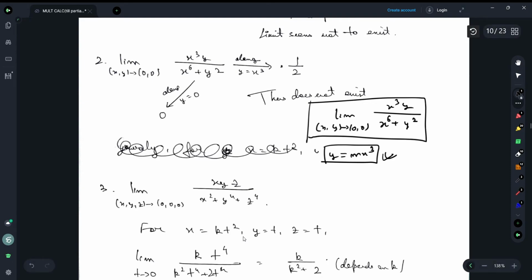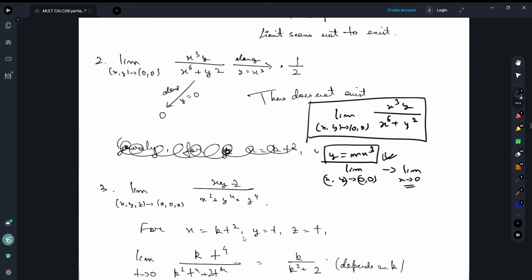Now, how can we choose the path? See, the path must be such that the origin falls in this particular path. Otherwise, the point won't be able to approach the origin, right? Now (0, 0) is obviously a point in this path. Therefore, we can take (x, y) as an arbitrary point of this particular path which approaches the origin. Now, if you take y equals mx cube, we can see here that limit (x, y) tends to (0, 0) can be changed to limit x tends to 0, because x tends to 0 automatically implies that y tends to 0.